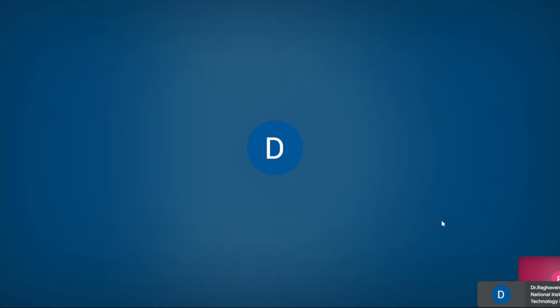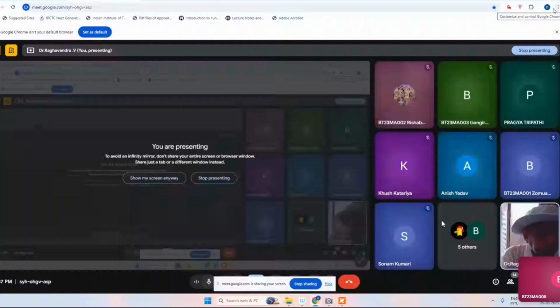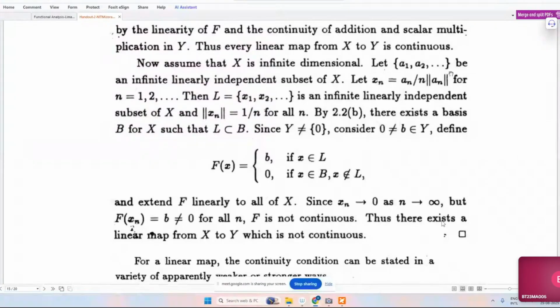So, an infinite set in a vector space is linearly independent if and only if every finite subset of that is linearly independent. Clear? Okay. Be clear about what the definition is, otherwise it creates a mess. So that is what it says. So let X be infinite dimensional. Let A1, A2, ..., An, ... be infinitely many linearly independent elements. This line you should understand.